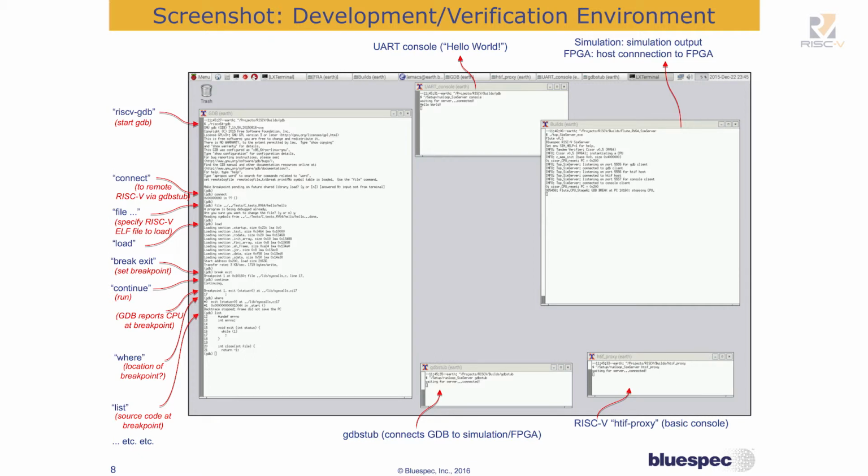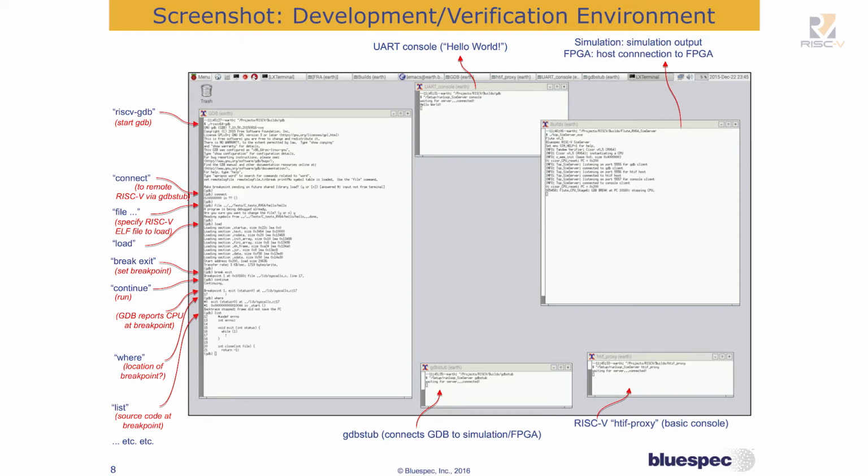And on the left, you're just seeing a trace of actually connecting to the system, specifying an ELF file, loading the ELF file, setting a breakpoint, running it. And when you run it, on the top middle window, if you can squint, you'll see Hello World coming out over there. That's where the console I/O comes in. And then it hits the breakpoint. You can do GDB commands like list, to do source level listing at the breakpoint position, and so on and so forth.